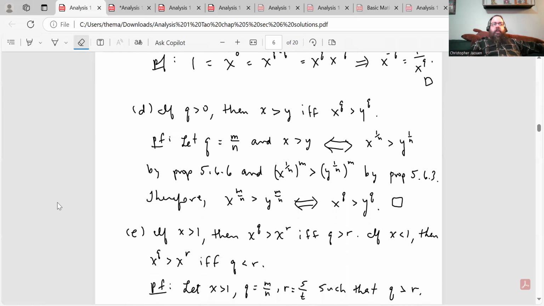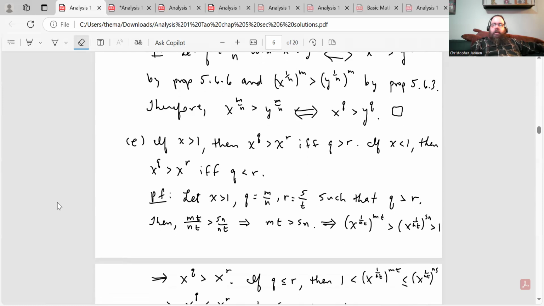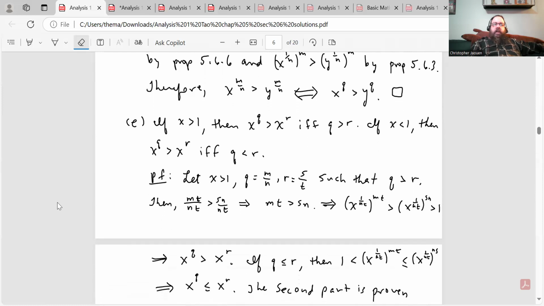Right, part D, if q is greater than 0, then x greater than y if and only if x to the q greater than y to the q. And here's the proof. Let q equal m over n. x greater than y if and only if x to the 1 over n greater than y to the 1 over n by prop 5.6.6, and x to the 1 over n to the m greater than y to the 1 over n to the m by proposition 5.6.3. Therefore, x to the m over n greater than y to the m over n if and only if x to the q greater than y to the q. And that's the proof.